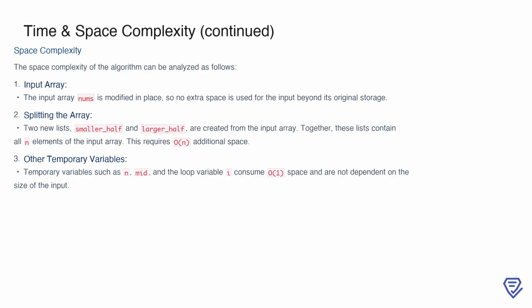The input array nums is modified in place, so no additional space is required for the input beyond its original storage. However, when we split the array into smaller_half and larger_half, we create two new lists that together hold all n elements of the original array, requiring O(n) additional space. Temporary variables like n, mid, and the loop variable i only consume constant space, which is O(1). These components collectively define the space usage of the algorithm.